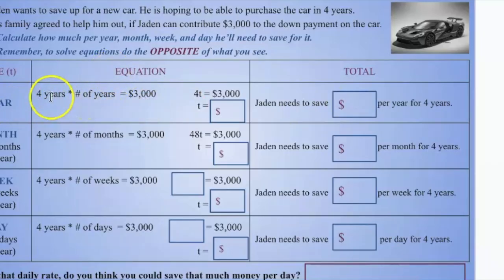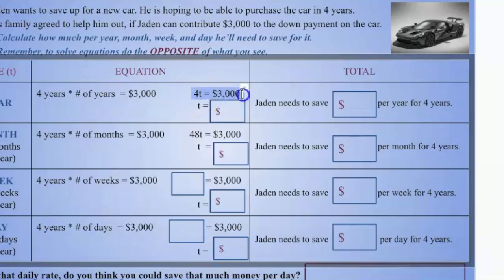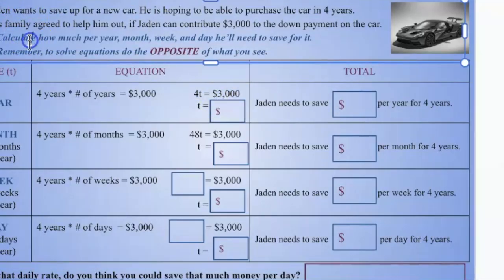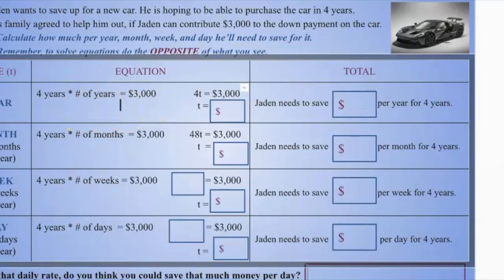So here's the formula. If he's going to save for 4 years, we're going to take 4 years, so it's going to be 4t. So 4 and the amount of time. Here the t is years. And 3,000 is our end result. So we are going to work backwards. As you notice, there's a reminder up here that you're going to do the opposite. We are going to do the OPP and solve for the amount of time. How much per year?